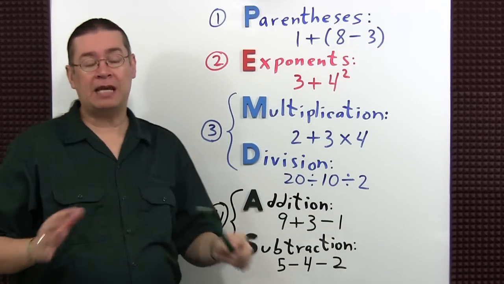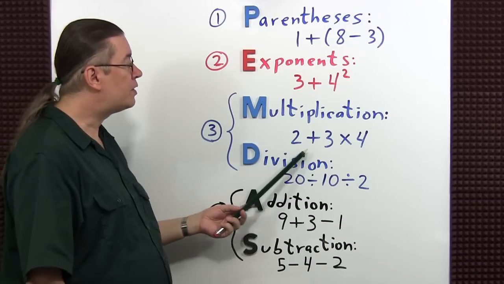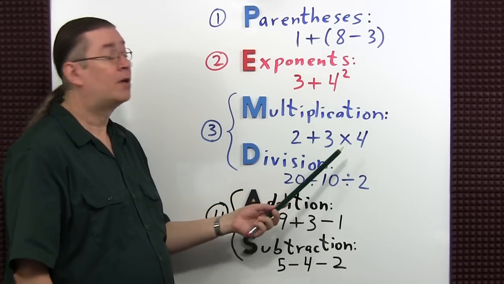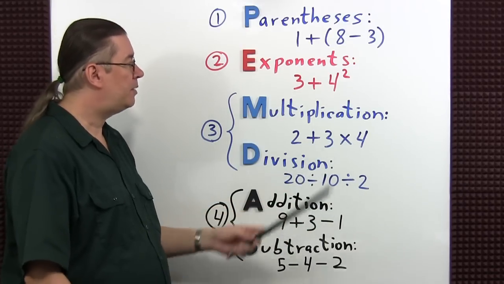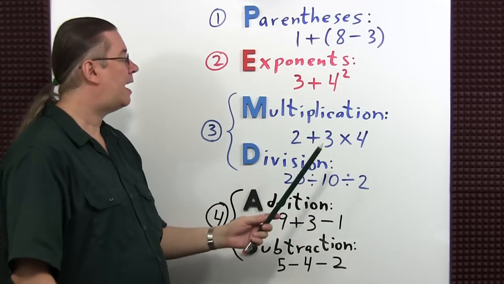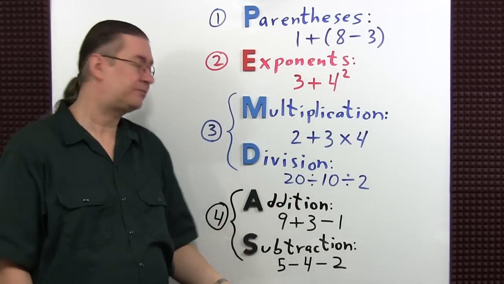Multiplications and divisions have the same order of operations. It's a tie. Here we have our original problem that I talked about previously: 2 plus 3 times 4. Well, now we can answer our question. We need to multiply first because multiplication has a higher order of operation than addition. After you multiply 3 times 4, you would then add 2 to that result.